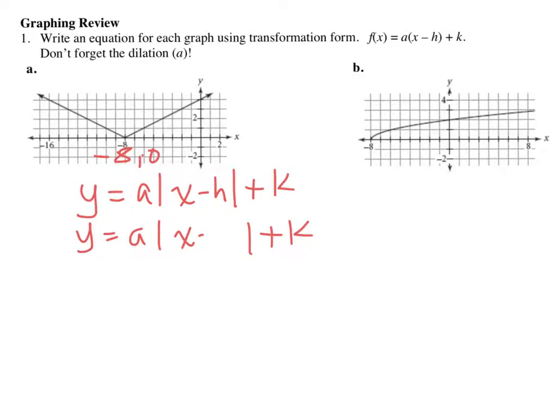So we plug that in, we plug in a negative 8, and then instead of the k right here, we're going to plug in plus 0. And then we can rewrite that much more nicely, like y equals a, x plus 8, absolute value, and we don't need to put the plus 0. Now we just need to solve for a.